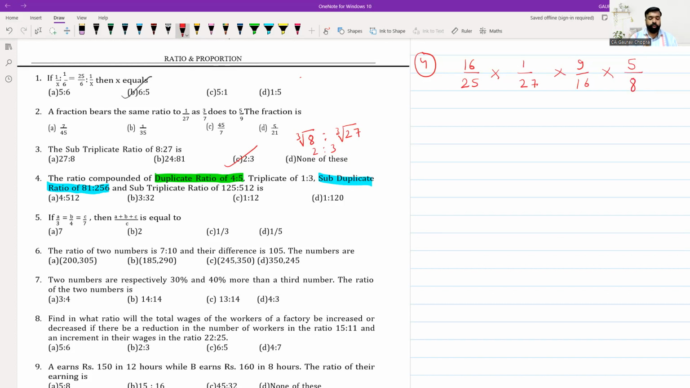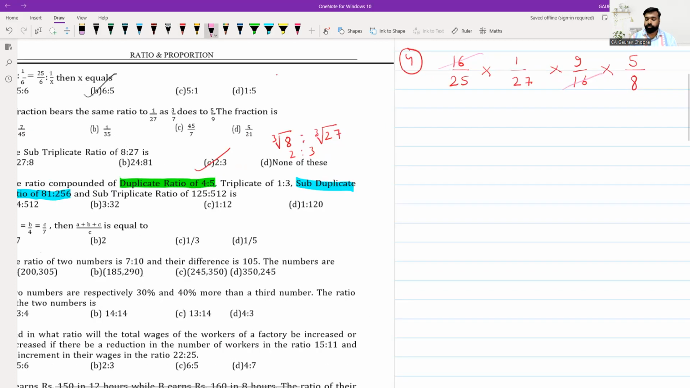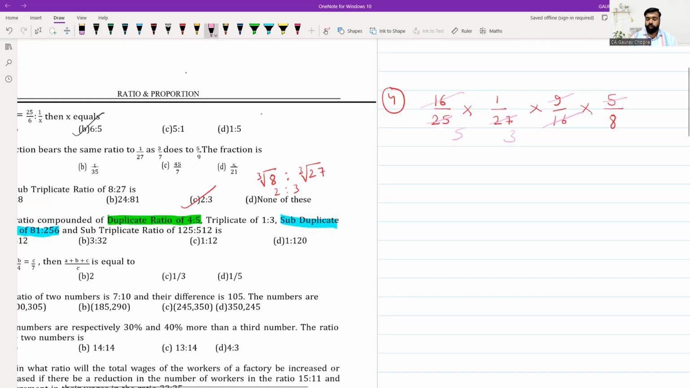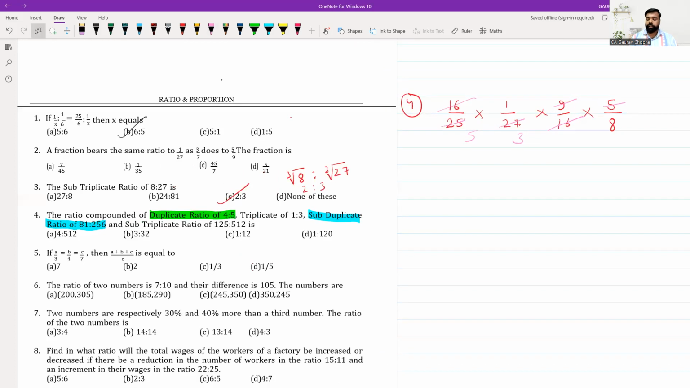Okay, now all the values have come. Let's cancel them. 16 is cancelled. Then 9 is cancelled with 27. 5 is also cancelled with 25. Now you can see what is left and check the answer. 15 into 8 is 120. So 1 divided by 120, or you can write 1:120. This is the correct answer, that is option number D. So option D is correct.